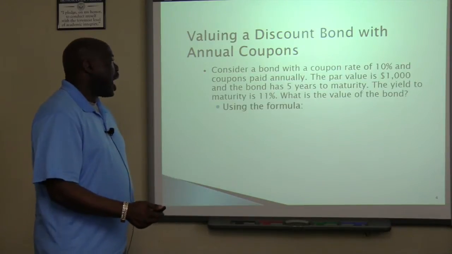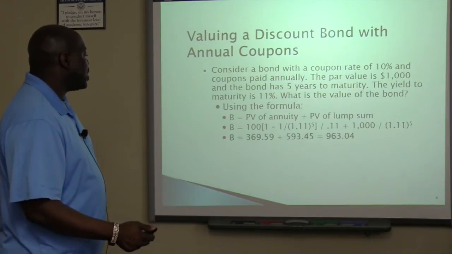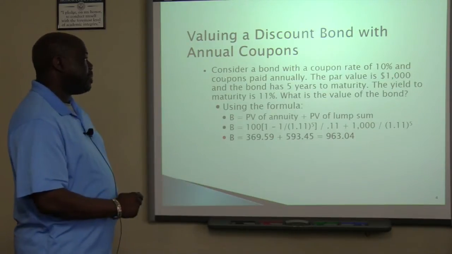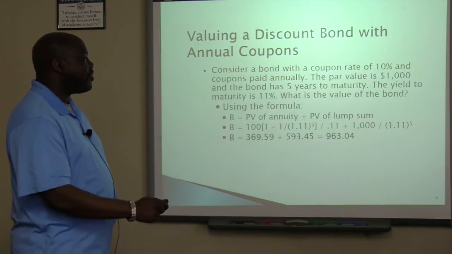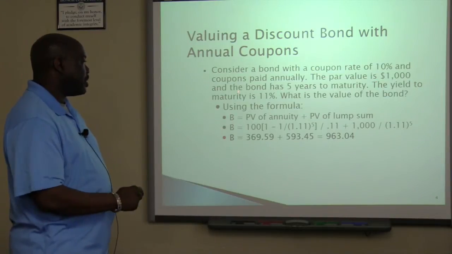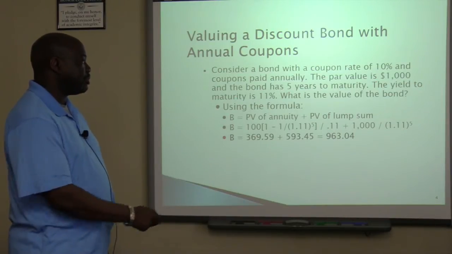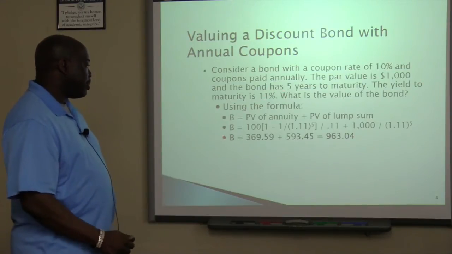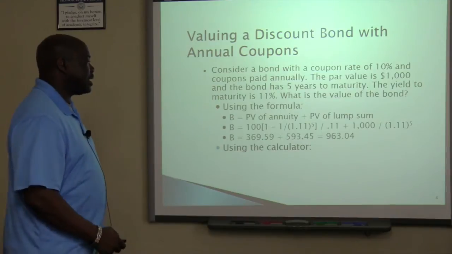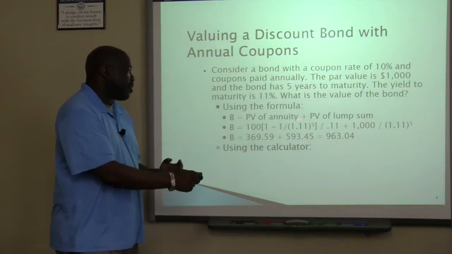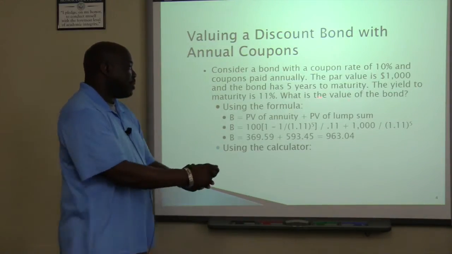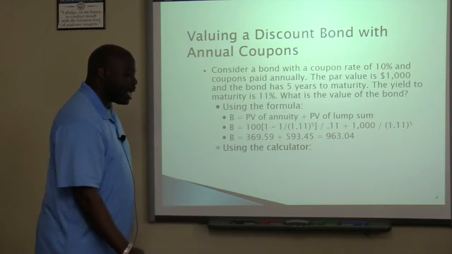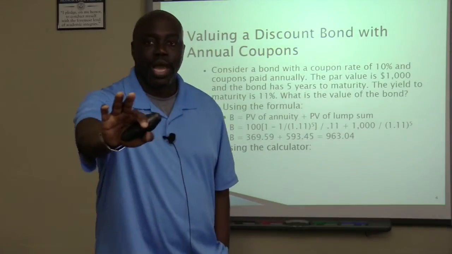I want you to consider a bond with a coupon rate of 10% and coupons paid annually. The par value is $1,000 and the bond has 5 years to maturity. The yield to maturity is 11%. What is the value of the bond? If we were to put it in as the present value of an annuity and the present value of a lump sum, this is how you would do it. However, please do not do it that way.